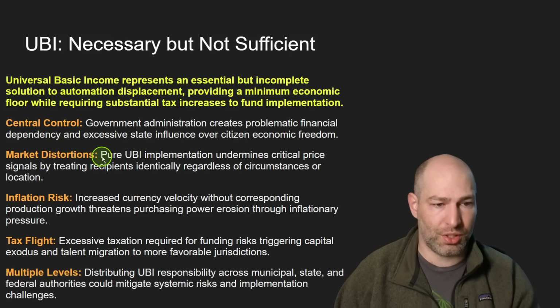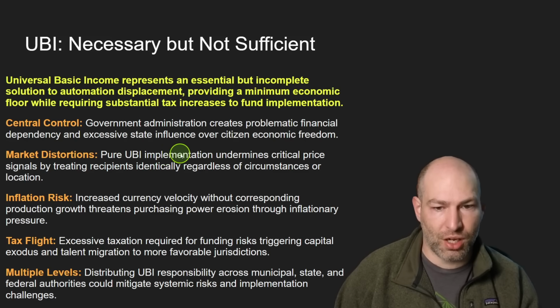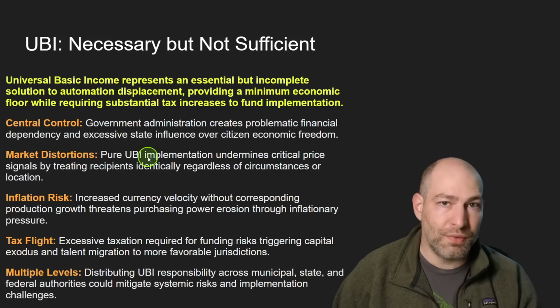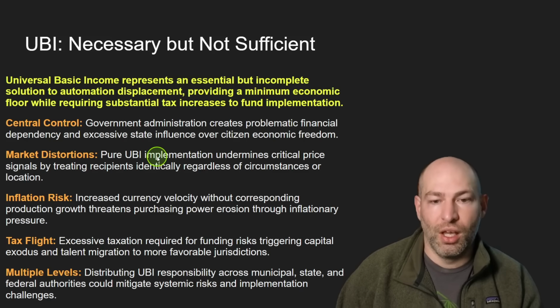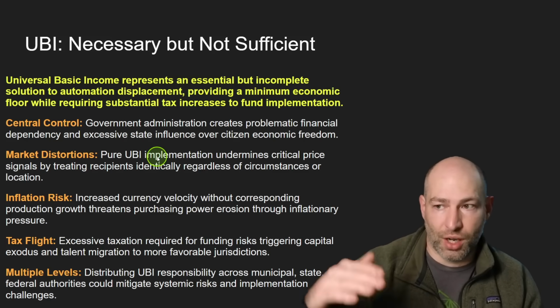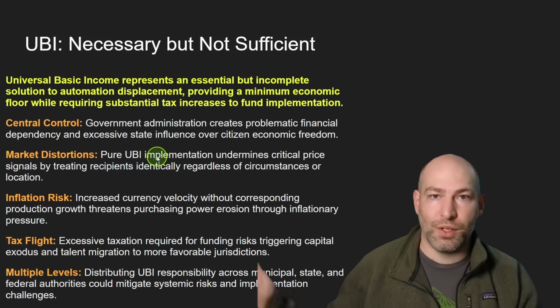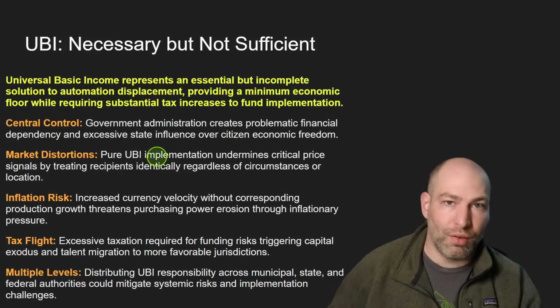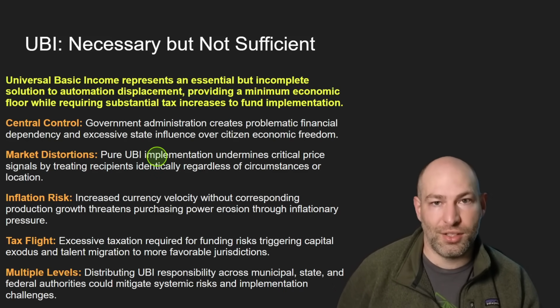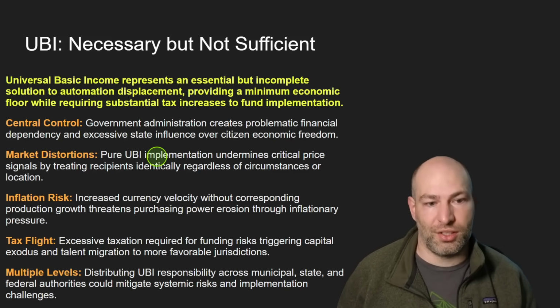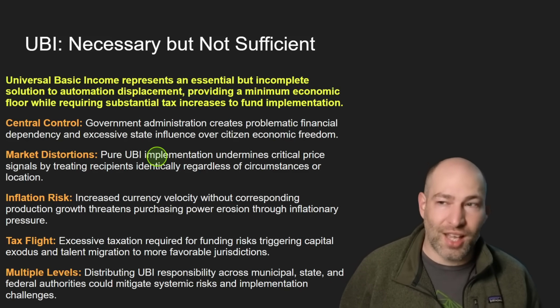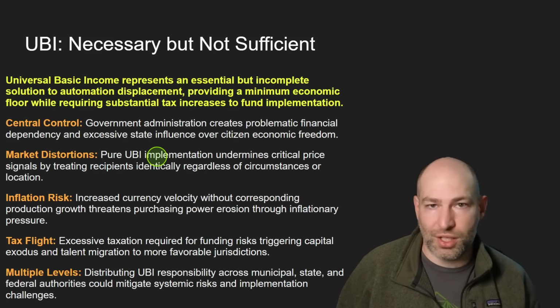Next is market distortions. Pure UBI implementation undermines critical price signals by treating recipients identically regardless of circumstances or location. One of the strengths of UBI is that it's equal for everyone. That's also one of the weaknesses of UBI. Cost of living is going to change, your individual needs are going to change. So one of the primary problems with UBI is, let's just say the UBI is $2,000 per adult citizen. Okay, is that really going to work if you're in New York City or San Francisco?